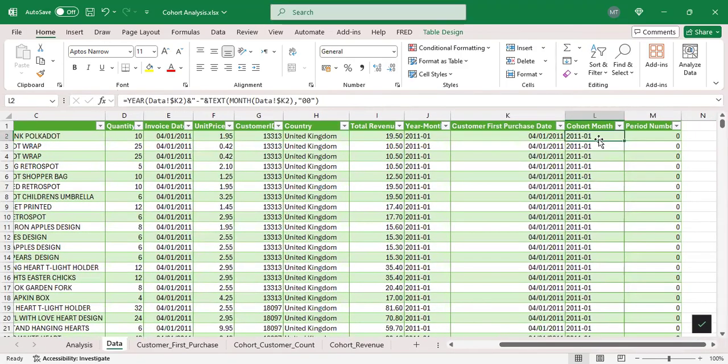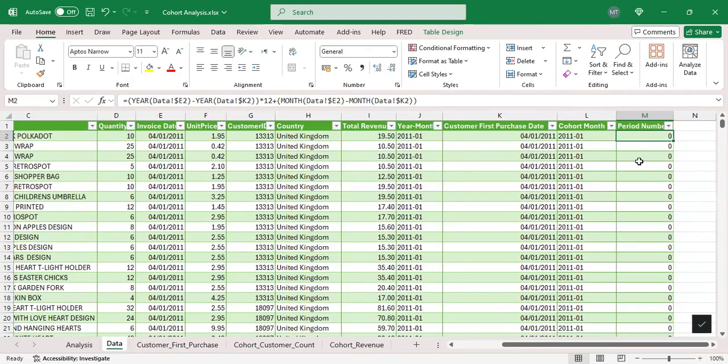And then I also created a column similar to this one, but this time I used this date as a reference to get the year and month from this date. So this is the first month, and then I also got the period number, which is basically the number of months, in a simple way as we can say.